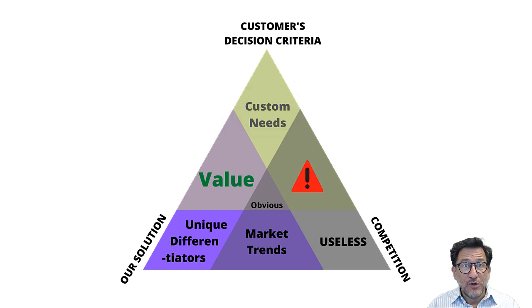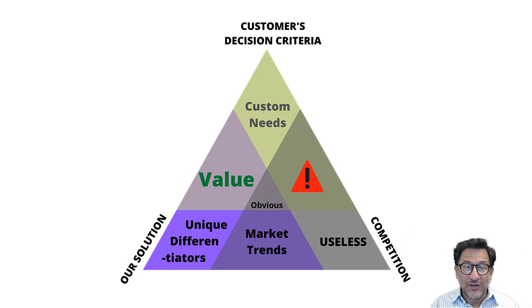Now, the last two zones are the most important ones. On the left, we have a zone called value. This zone is a series of decision criteria and capabilities or features that the customer is asking that we can satisfy, but our competitors cannot.